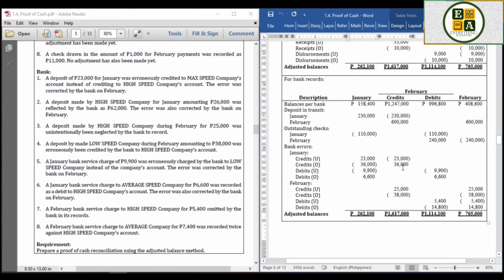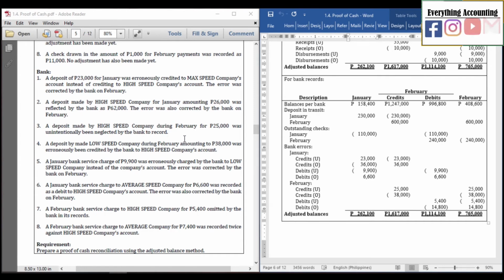Then, add naman tayo dito. Since yung error na correct dito sa February, binawasan natin yung amount ng February, kailangan mag-add tayo pabalik ng 36,000. Okay? The next, a deposit made by High Speed Company during February for 25,000 was unintentionally been neglected by the bank to record. So meaning lang yan, may deposit tayo pero hindi na record ni bank. So eto yan, yung 25,000. Since credit yan, i-add sa credit column. Since kulang yung ating cash balance, mag-add tayo ng 25,000.